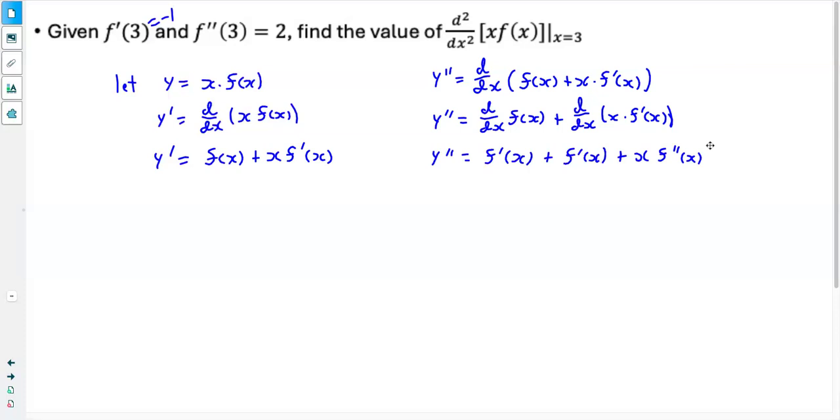So now that we've got this, we can assess it when x equals 3. So that gives us -1 plus -1 plus our x value of 3 times f double prime of 3, which was 2, and we get a value of 4.